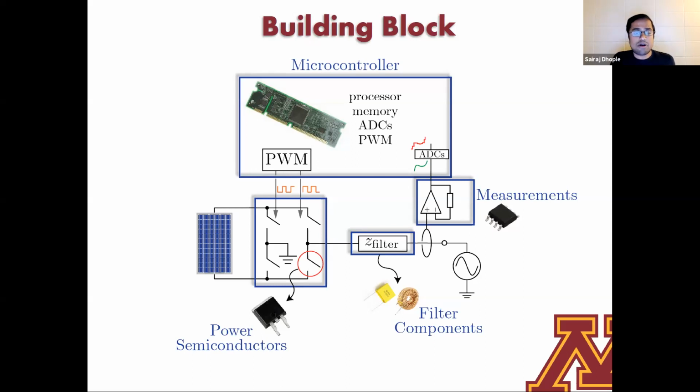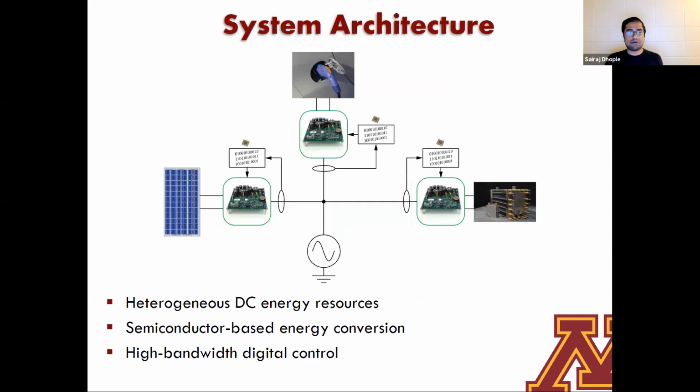And of course, I'm not going to talk about just individual inverters. As the name suggests, we are going to take these and drop them in a network. The network that we'll look at is going to implicitly have a collection of heterogeneous DC energy resources, perhaps not all of the same rating and the same capacities. And these are all going to be interfaced with these power converters, with these inverters, with the capability of having this high bandwidth digital control, as we talked about.